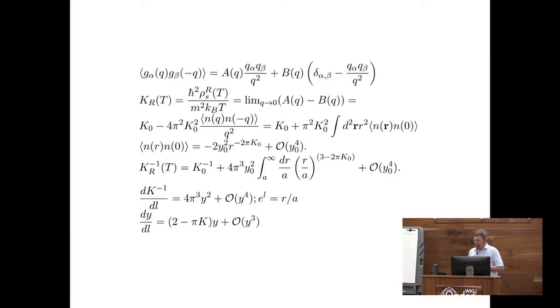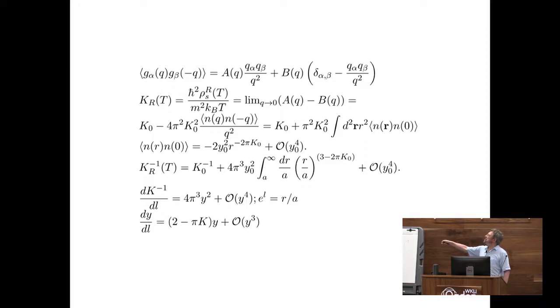Okay, now we can calculate the vortex-vortex correlation function, this correlation function of n at position r with n at position 0. And since the total vorticity has to be 0, one of these n's must be +1 and the other one must be -1. And you calculate, and they interact logarithmically.